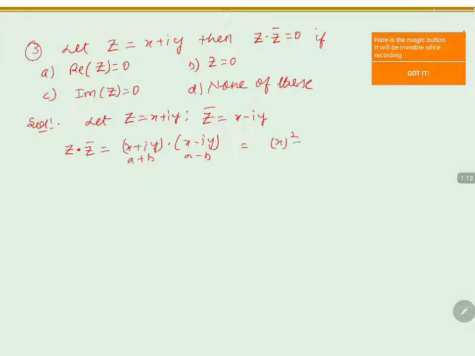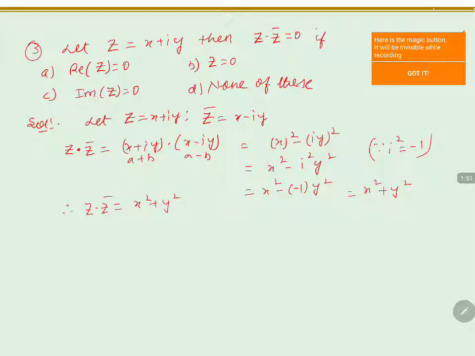We will write it as a square minus (iy) whole square, that is x square minus i square y square. And we know the value of i square, that is minus 1. So we substitute minus 1 times y square, that is x square minus into minus, plus y square. So we got z times z bar is equal to x square plus y square.